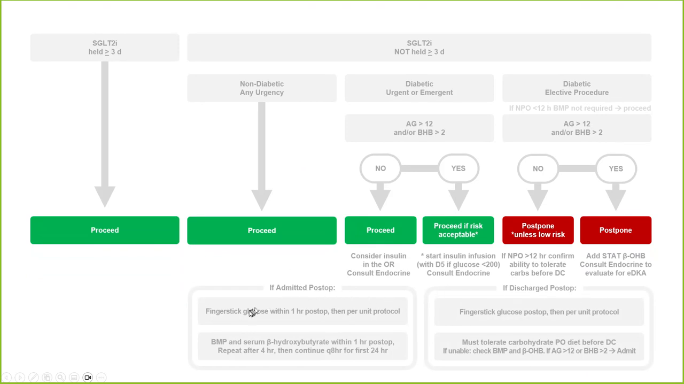And if they're admitted, they recommend checking a fingerstick glucose within 1 hour and then per unit protocol, and also checking a BMP and beta hydroxybutyrate within the first hour, and then every 4 hours for the first, and then every 8 hours for the first 24 hours. And before they let these patients go home, they want to make sure that they're tolerating a PO diet that includes carbohydrates.